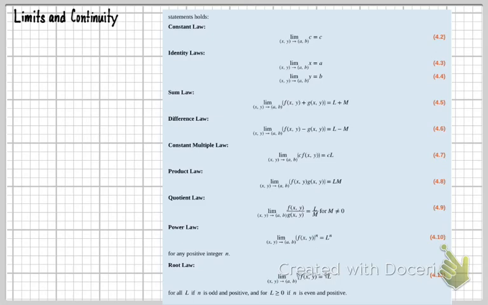Okay, and then below the quotient, we have the power law. So I can actually go inside of that and take the limit of the inside. And then after I'm done finding that limit, I can take it to the n power. They have a root law too, the same thing. I could take the limit of the inside, and then take the nth root of whatever I get. So that's what's nice about all these. I can use these limit laws once I get it down, once I understand those initial conditions hold.